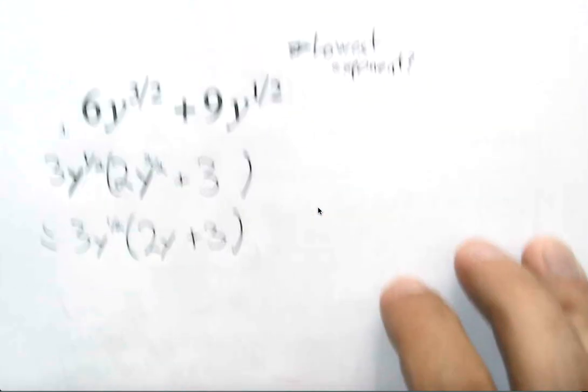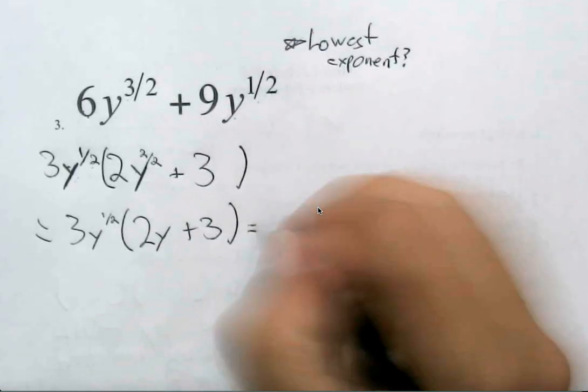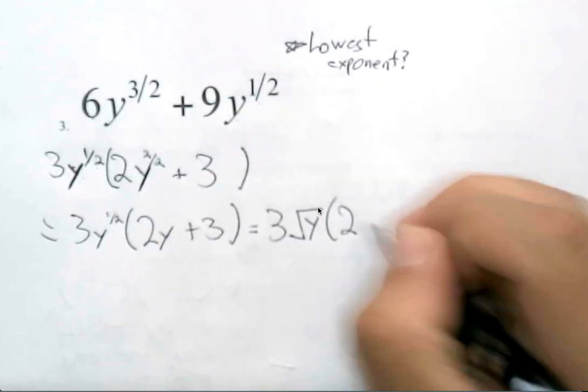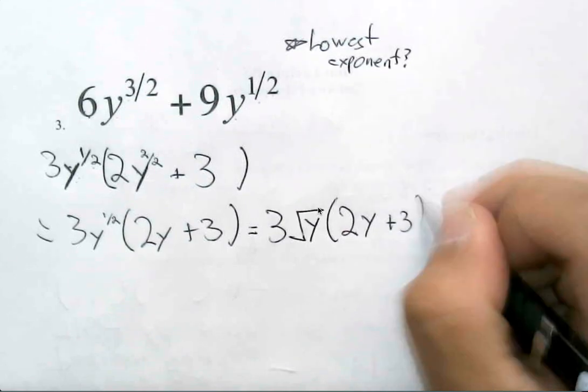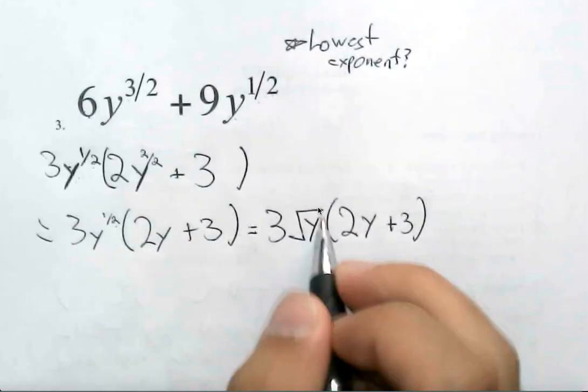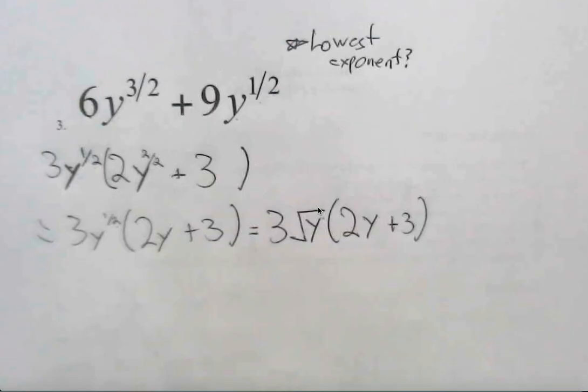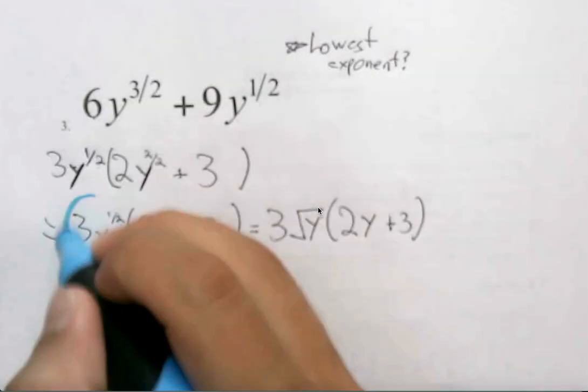Depending on who is working through this problem, you may rewrite this as 3 square root of y, 2y plus 3, just because this is an exponent of 1/2. You probably saw that in Algebra 2, how to rewrite those. So both of these work, but I would personally go for the first one.